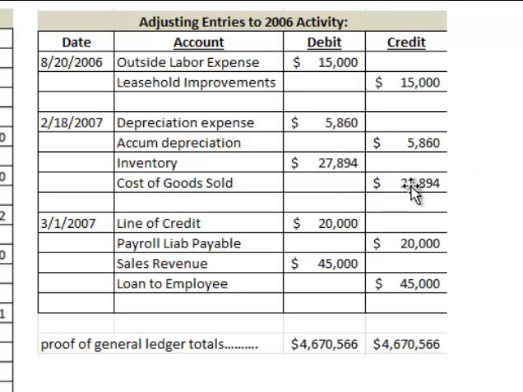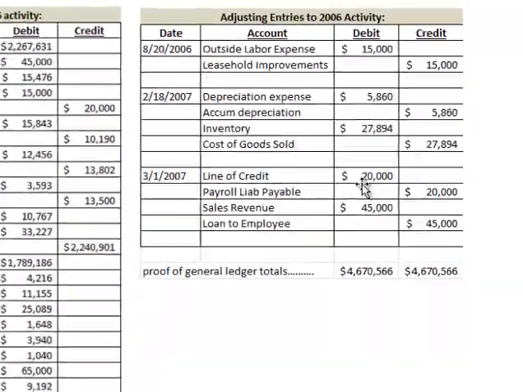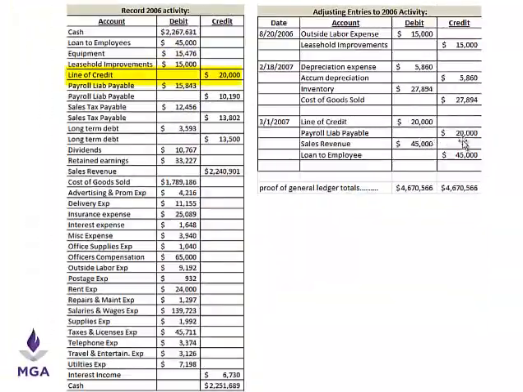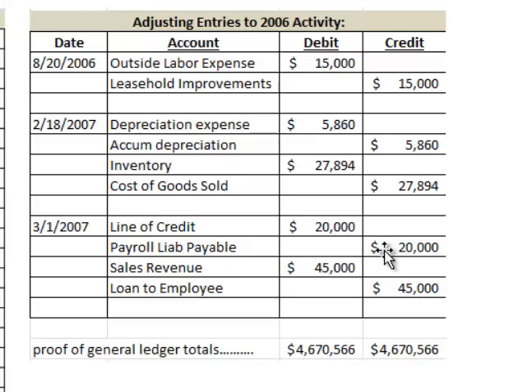They recorded inventory. They probably had a count at the end of the year, and so they've written up inventory to what was actually counted. And then here they've reclassified the loan that they got over here as a payroll liability. That looks a little strange to me.